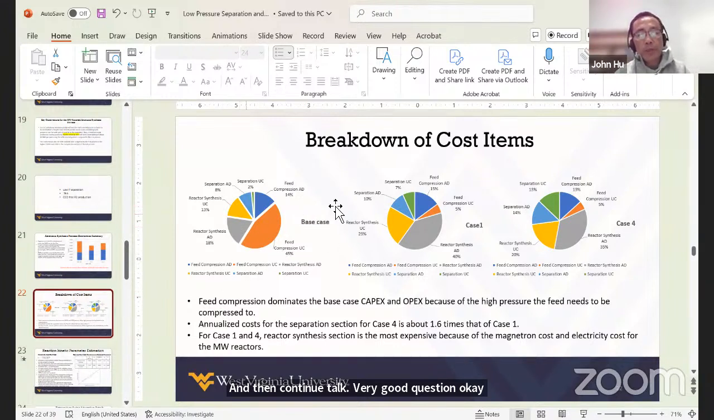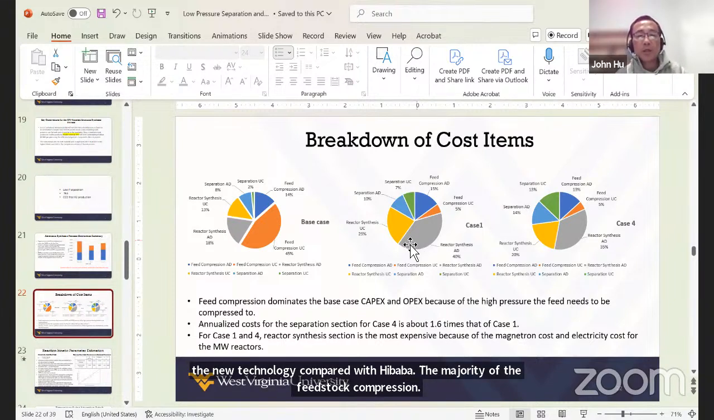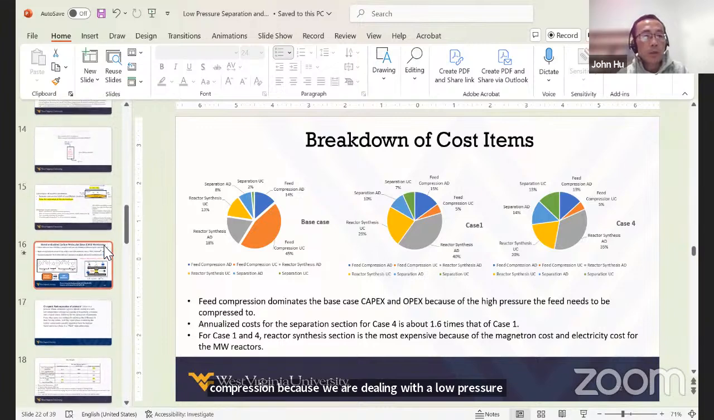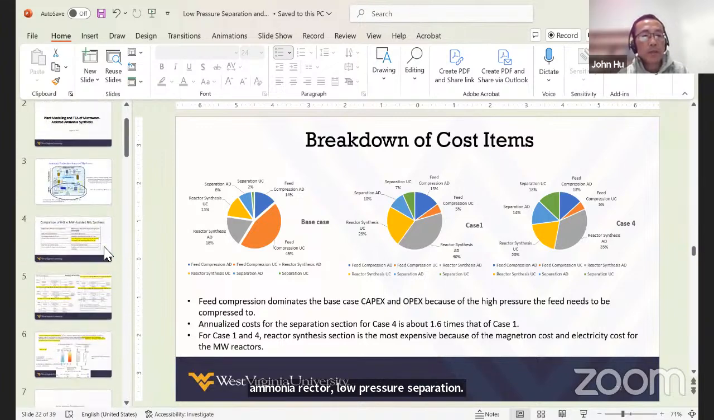Basically this pie chart discloses where the savings of the new technology are compared with Haber-Bosch. The majority is the feedstock compression. There's no need to do the feedstock compression because we are dealing with a low pressure ammonia reactor and low pressure separation.